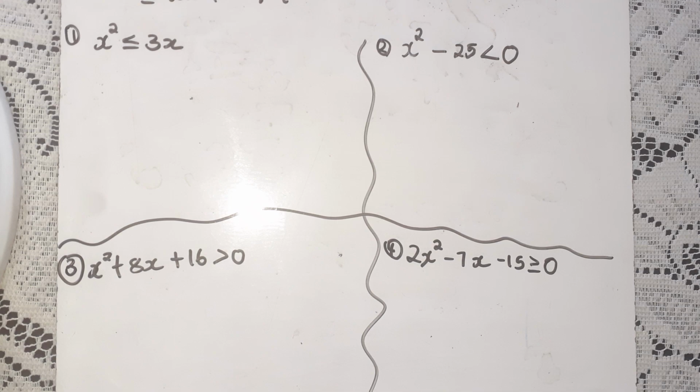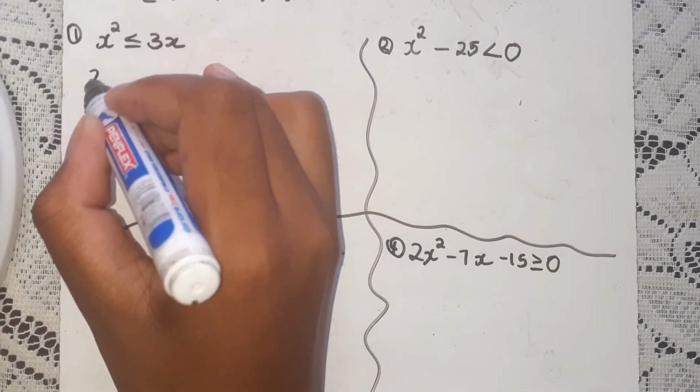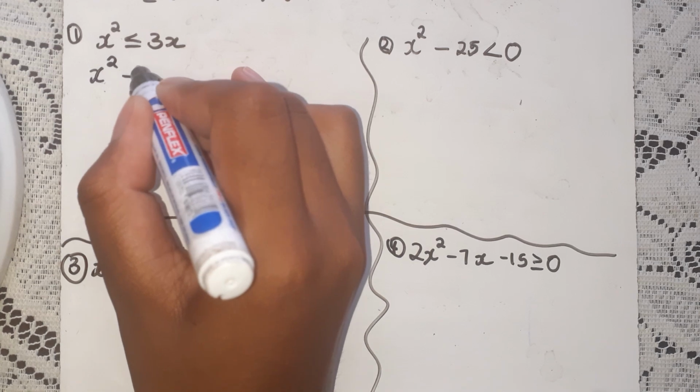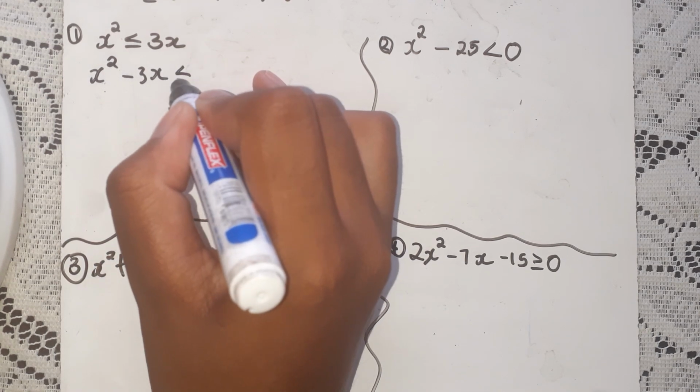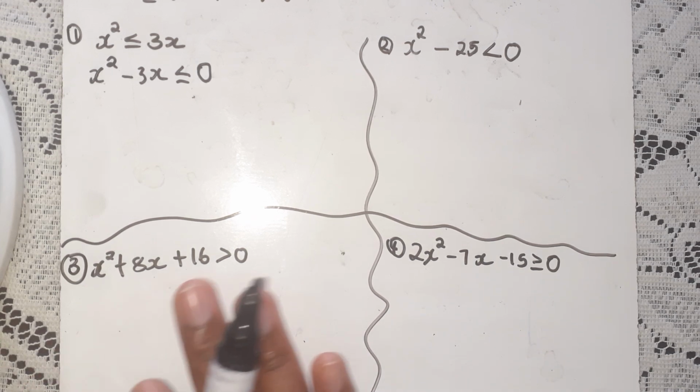So remember, whenever you are given anything like this, everything has to be equals to 0. So you say x squared minus 3x is less or equals to 0. This is how it should be. It's a quadratic formula, so you want it in this way.